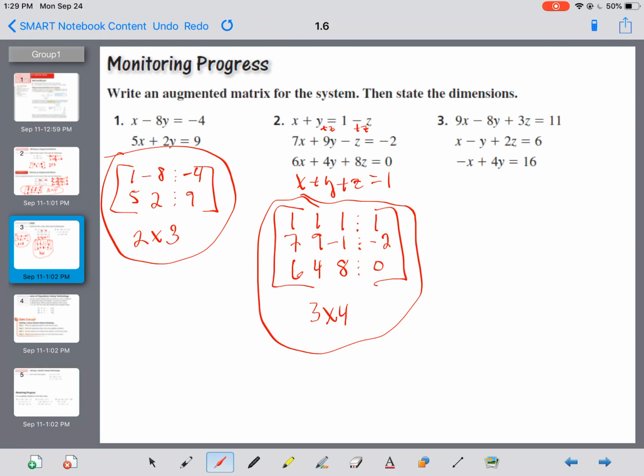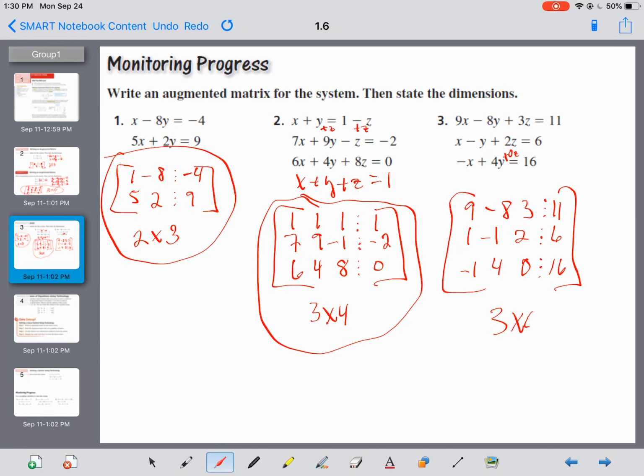And then let's see, x's are lined up, y's are lined up, z's are lined up. I'm missing a z, so I'm going to add plus 0z. And my numbers are lined up. So 9, -8, 3, 11, 1, -1, 2, 6, -1, let's see, 4, 0, 16. And that's a 3 by 4. Okay.